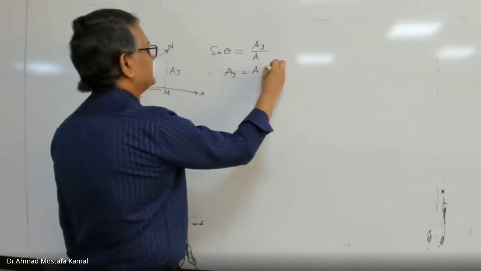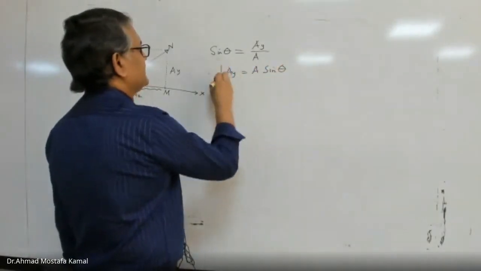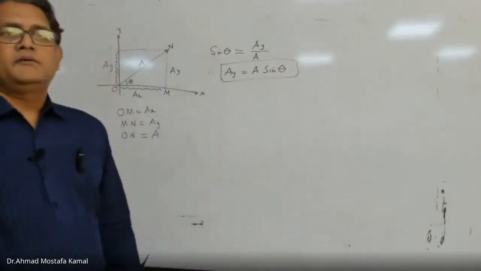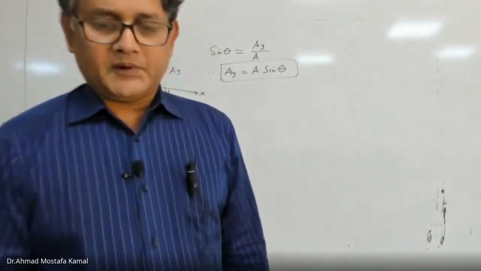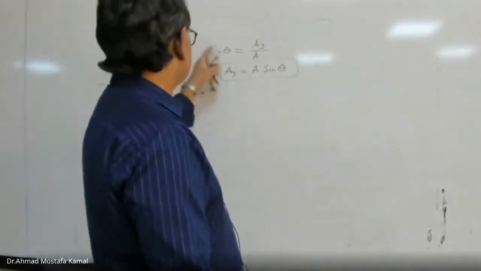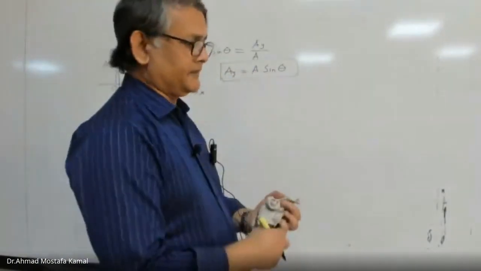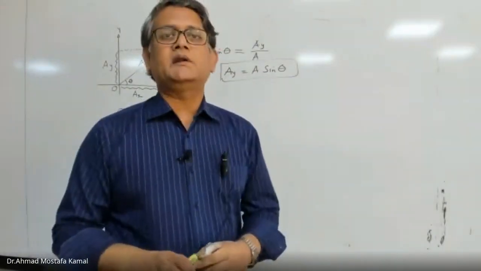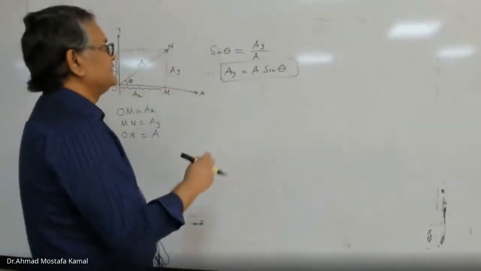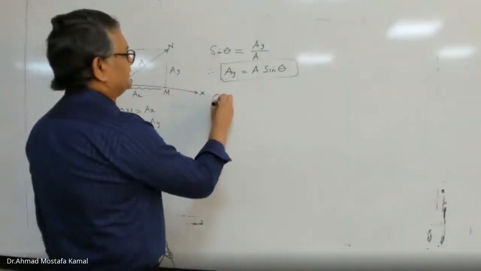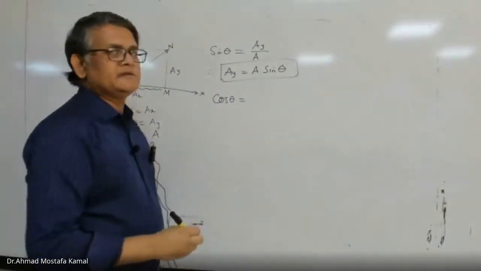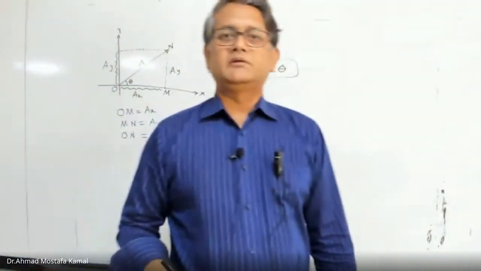This is a very important result: if you take the component of a vector, the y component or vertical component is equal to that vector, A is the vector, into sine theta. Okay, the vertical component or y component is equal to that vector into sine theta. This is a universal vector law. And then cos theta is by definition adjacent by hypotenuse, bhumi by karna.